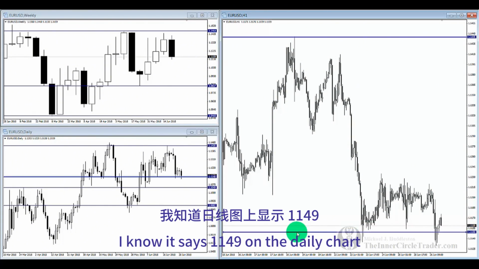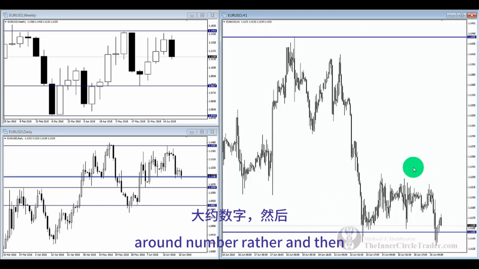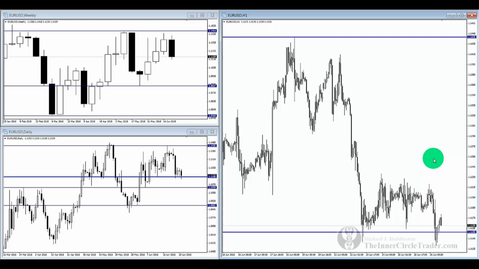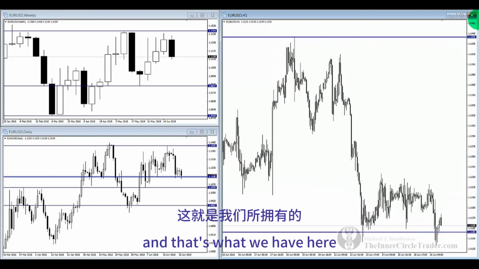I know it says 11.49 on the daily chart, but we're just going to round it to a round number rather. And then 10.50 below us. Okay, and that's what we have here.